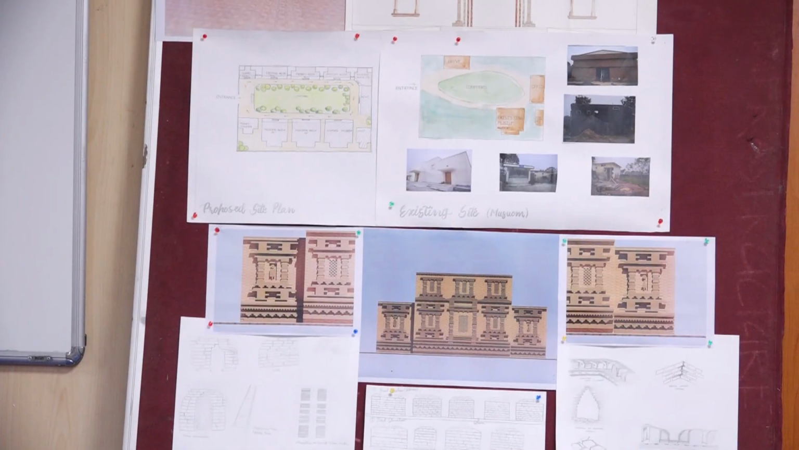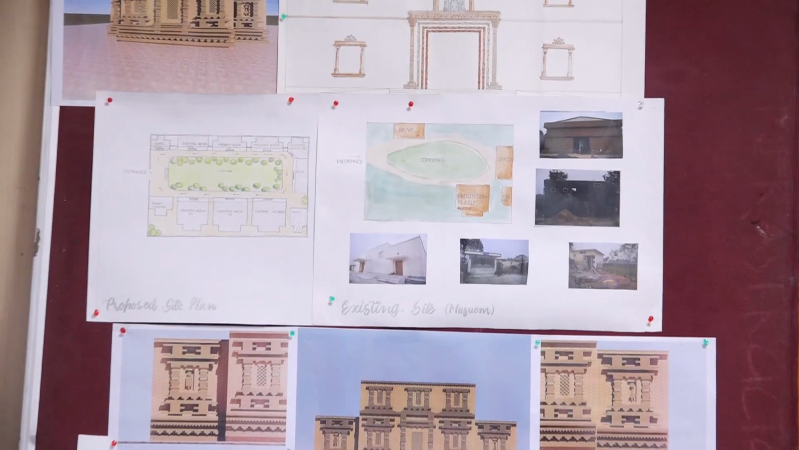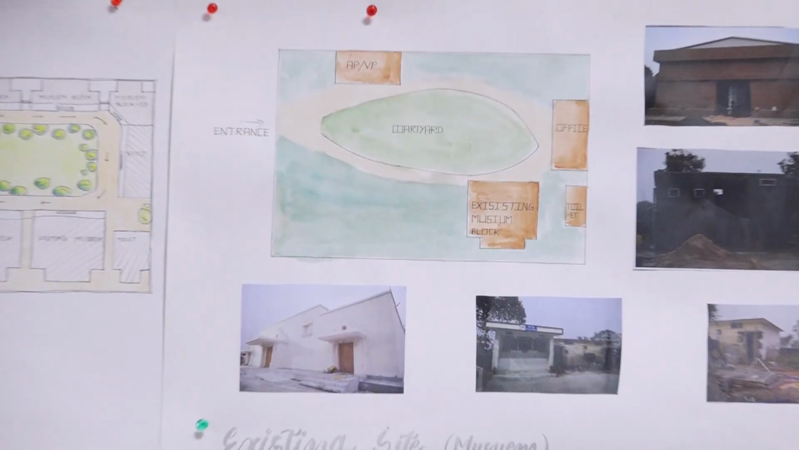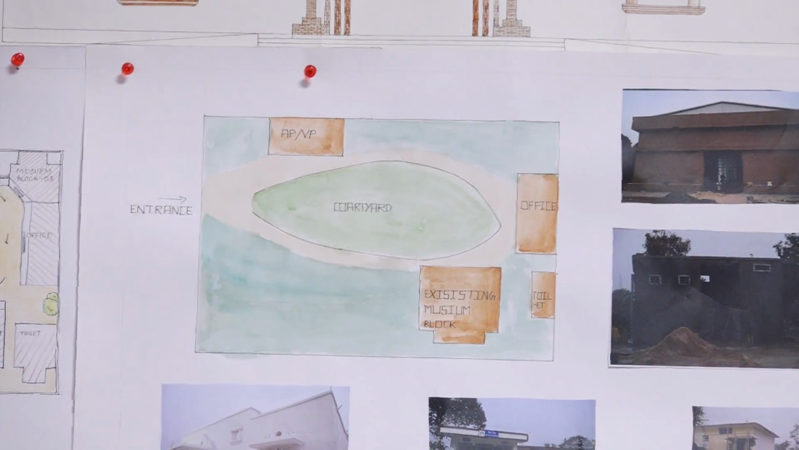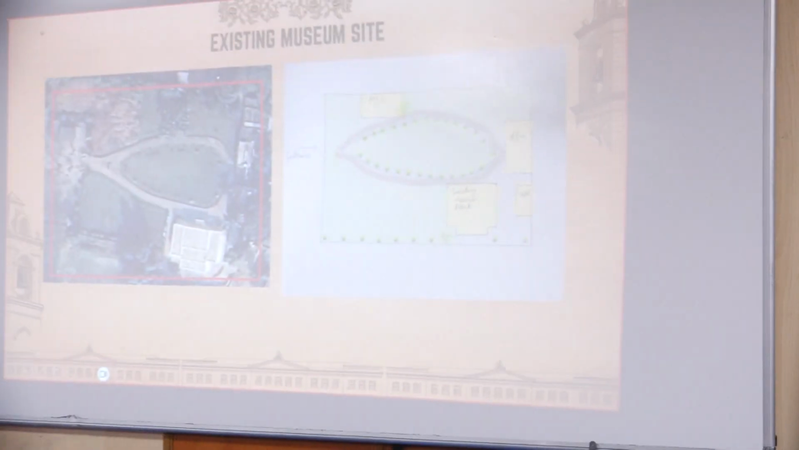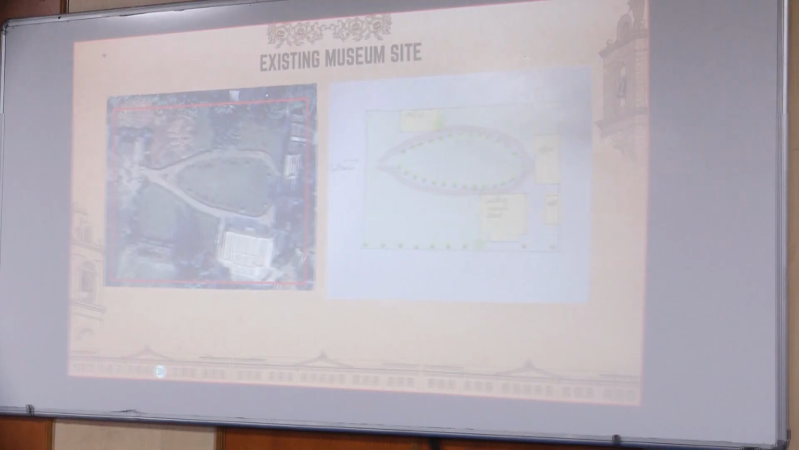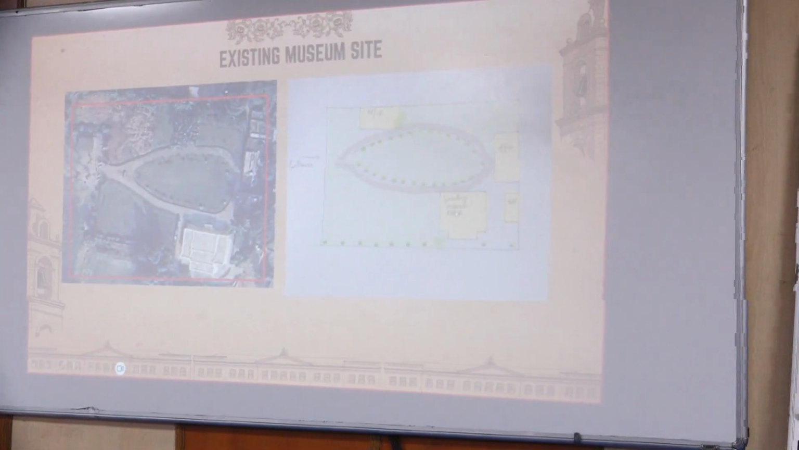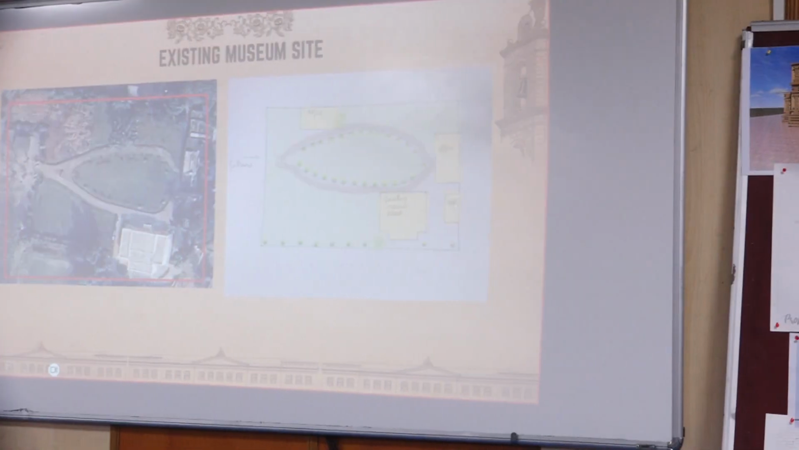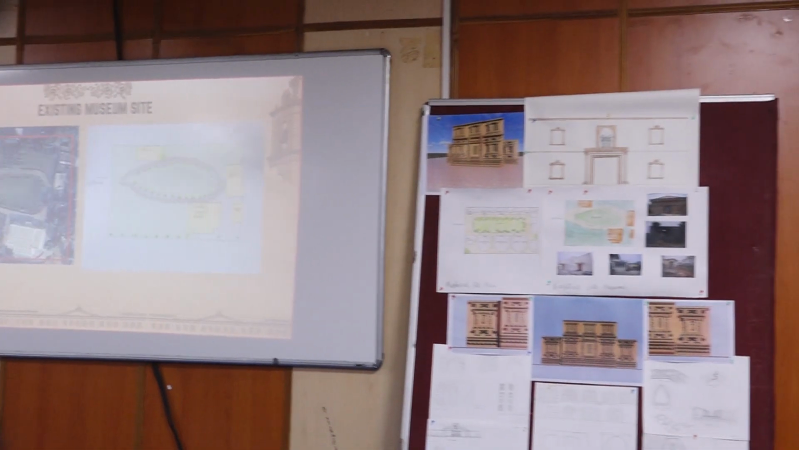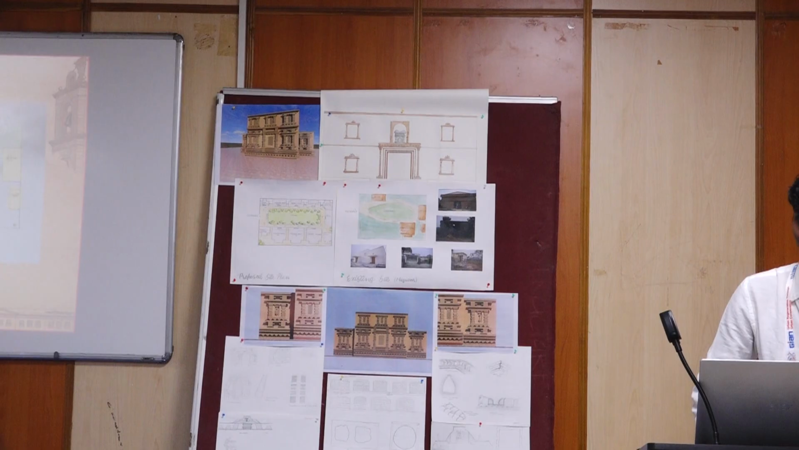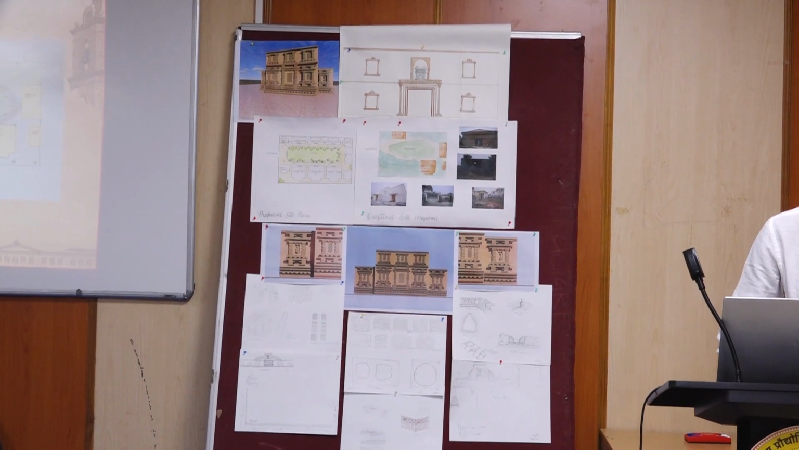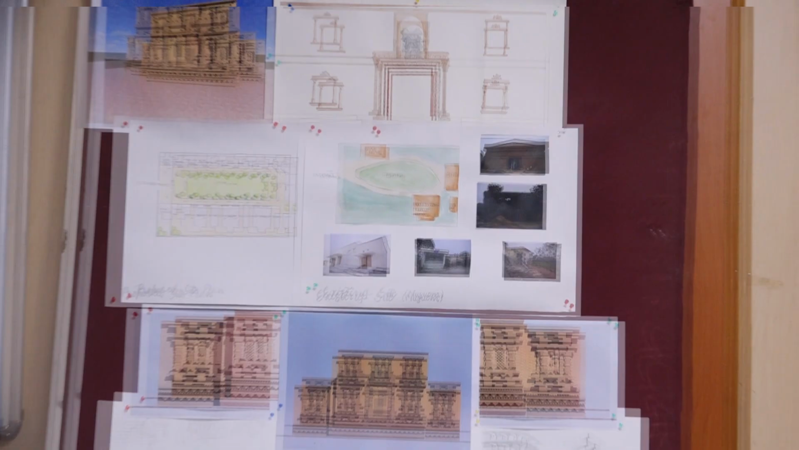Can I get a pointer? Can you see the cursor? The entrance, the footpath and the existing building, the existing block we have here, and this is the toilet and the office, and this is the area which we saw when we visited. It is under construction currently.